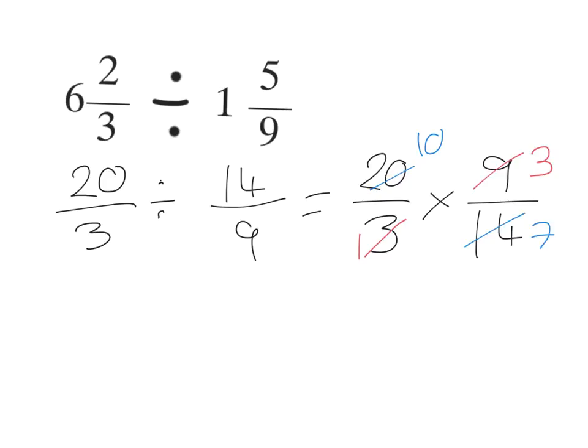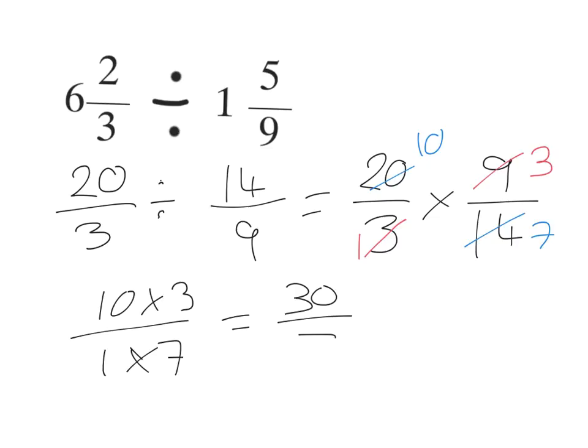We are then doing 10 times 3, which is 30, over 1 times 7, which is 7. So 30/7. To change this back into a mixed number, for the final answer, 7 goes into 30 four whole times, which would bring us up to 28, and there is a remainder of 2. So 4 whole times with a remainder of 2, 4 2/7.